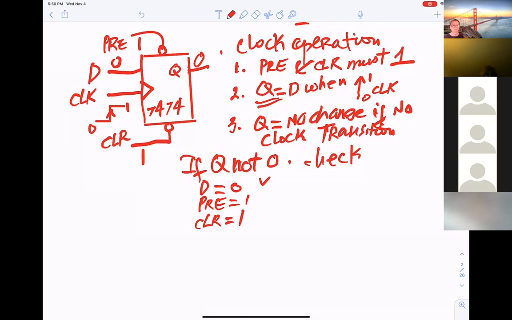Check to see that the clock is going 0 to 1. Perfect. CLK equal 0 to 1. If you do not meet that measurement, that will be telling you the IC is not working.